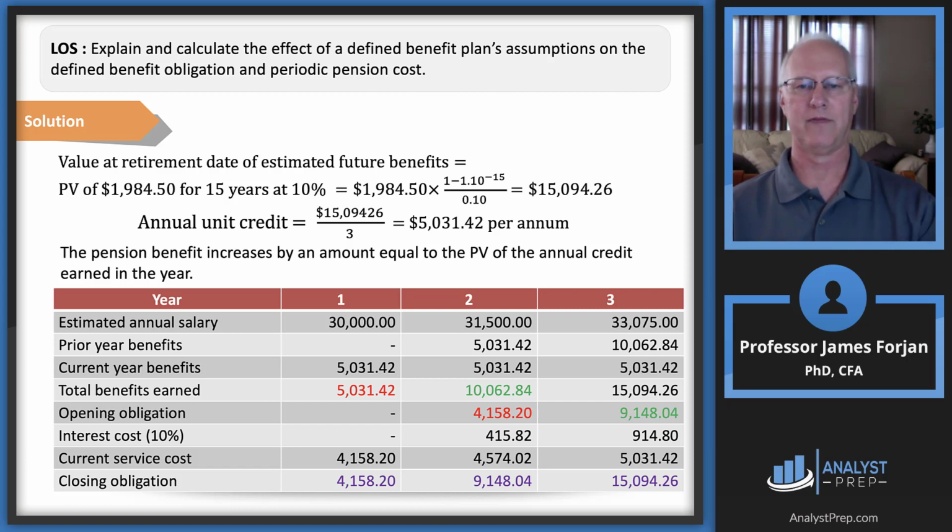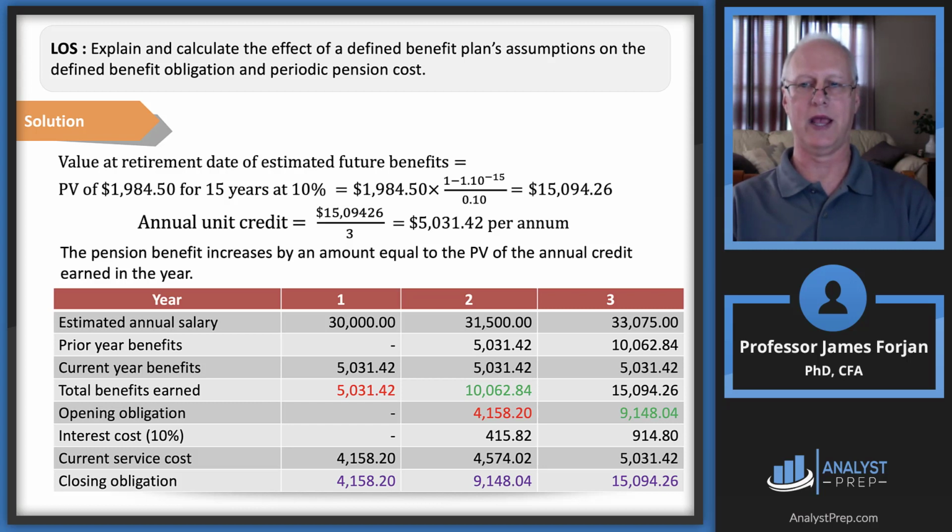All right, so let's go ahead and figure out what that opening obligation is. So notice that I have the total benefits earned, the 5031 in red, and then the 4158 in red. So let's go ahead and link those in red. So you ready? Put this in your calculator, 5031.42, hit enter, and then do 1.1 divide. There's our interest rate, and then do 1.1 divide again, because 2 years, right? So there's the 4158.